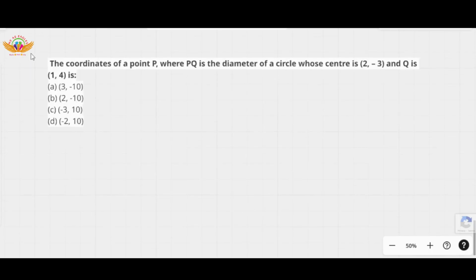Here they have given the coordinates of a point Q, and we have to find the point P, where PQ is the diameter of a circle. First just draw a rough circle. They told that PQ is the diameter of a circle, and the center point O is 2 comma minus 3. And Q they have given as 1 comma 4. We have to find out the point P. See, the center of the circle will be exactly dividing the diameter. So this is the radius, both are equal, so the center is exactly in the middle.